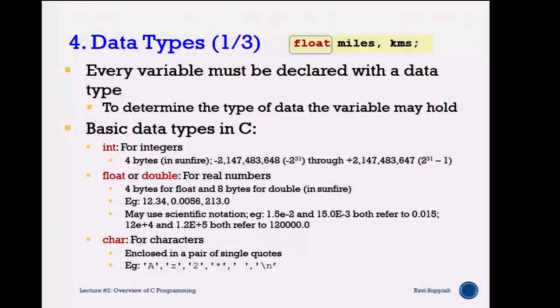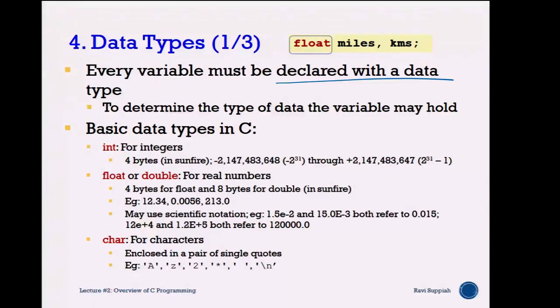So C is a language where you must have a data type assigned to it. It must be declared with the data type. Some programming languages don't need a data type. You just say var, and then you can put in a number, a character, a decimal value, you can put in anything. Whereas in C, they're very specific.